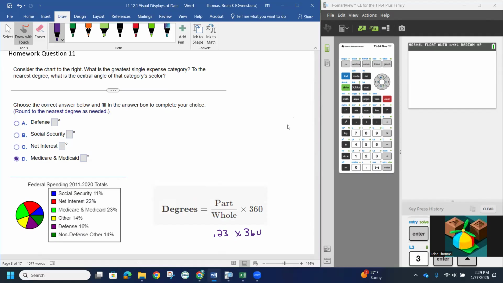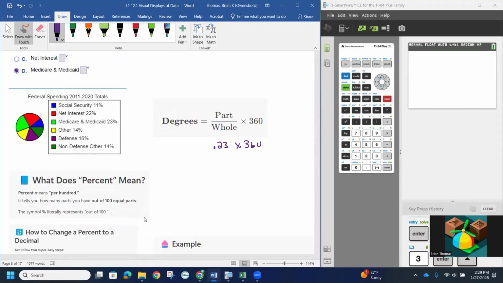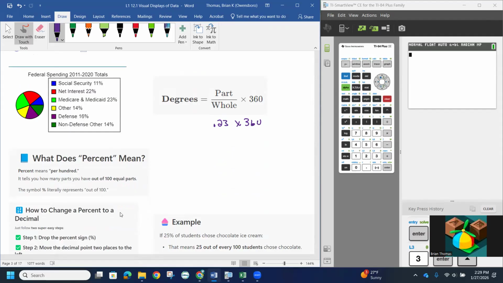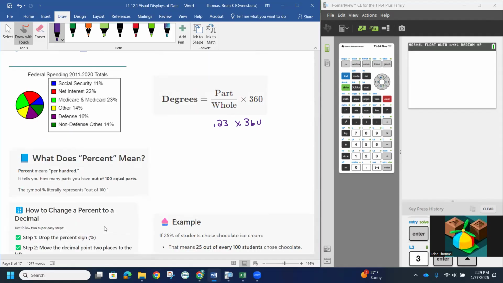Because you remember part over whole, if I come back down here a little bit, remember percent means per 100. So if I gave you 25%, that means 25 out of 100. Keep that in mind. Notice how 25% would be 25 out of every 100 students. So remember, to change 8% to a decimal, we just got to drop the percent sign and move the decimal two places to the left. If I want to change 23% to a decimal, just drop the percent sign and move the decimal two places to the left. And that's where I get that 0.23.